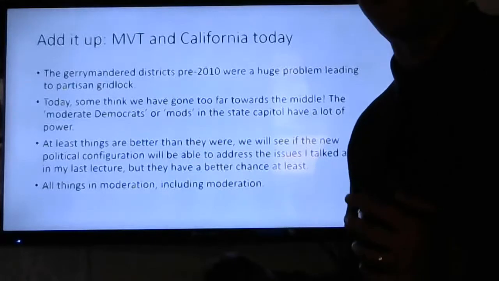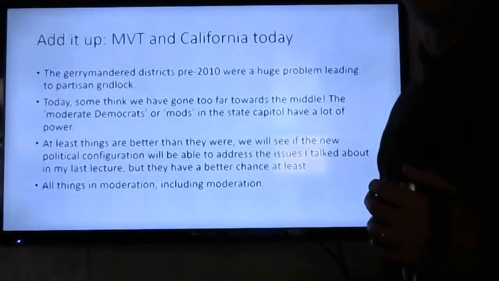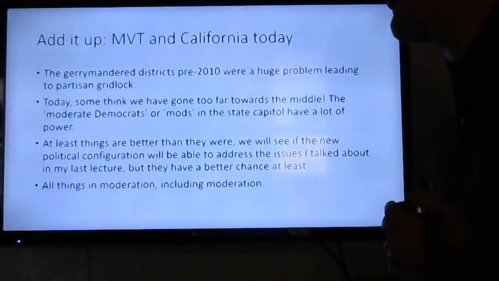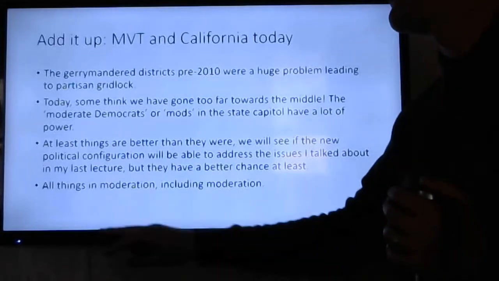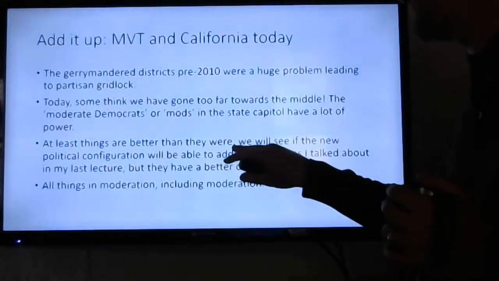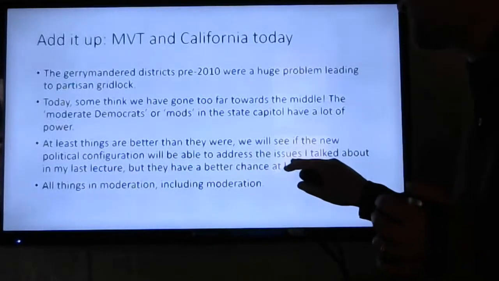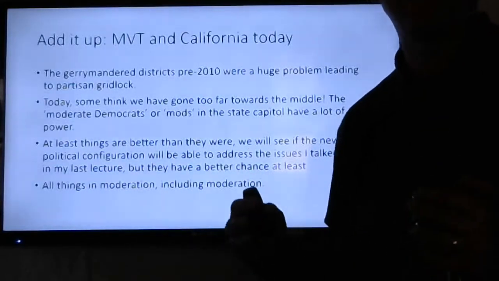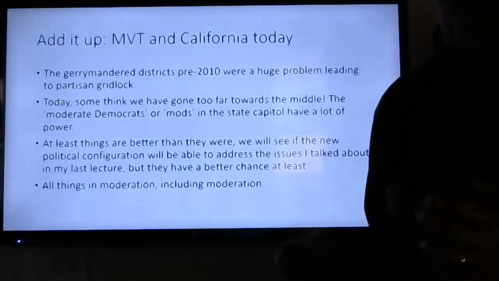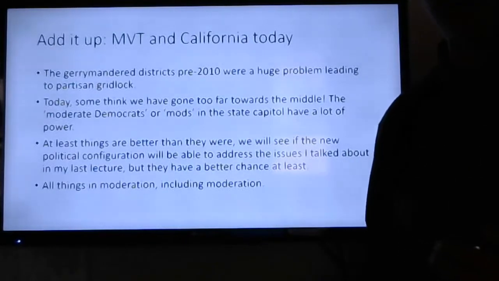The moderate Democrats, or mods, as they call them up in the state capitol, have a lot of power now. There's no doubt about this. Things are better than they were. We will see if this new political configuration will be able to address the issues I talked about in my last lecture, but they have a better chance than what was happening before.